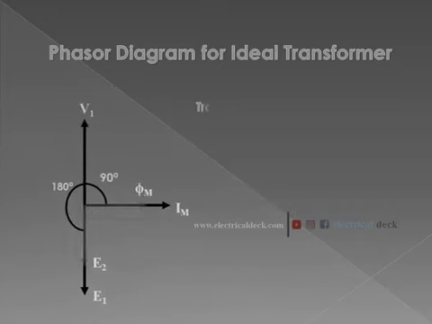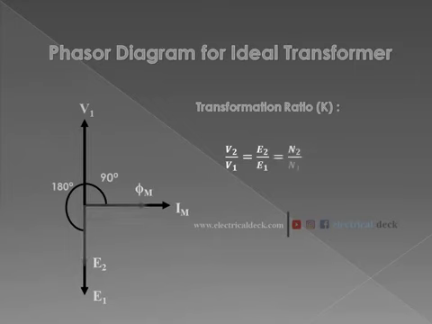The transformation ratio, K, for an ideal transformer is the same as a normal, practical transformer. But here, due to the absence of losses in the transformer, the power input, V1 I1, is equal to the power output, V2 I2. That is, P1 equals P2.